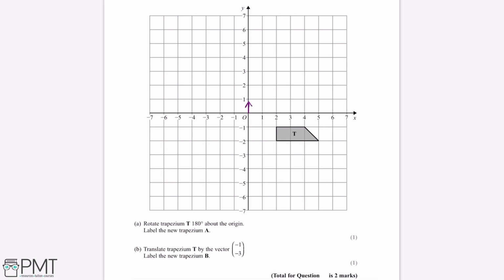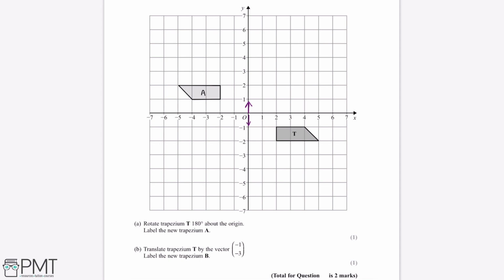And then you're going to want to place your pencil on the origin and then rotate your tracing paper 180 degrees. And after this rotation, your arrow which you have drawn should be pointing downwards. Now after your 180 degree rotation, you should have a trapezium in this top left quadrant here, and it should look something like this. And we've been told to label the new trapezium A.